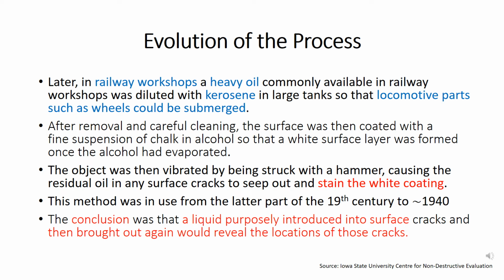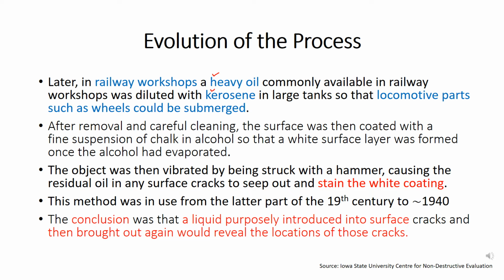After that, when we started developing the railway infrastructure, it became imperative to check the condition and health of the various locomotive parts. So what people used to do was prepare a solution of a heavy oil, some type of oil commonly available in the railway workshop. The heavy oil was mixed with kerosene oil, and locomotive parts such as wheels were submerged in it. After submerging, the wheel was removed from that solution, and the oil was cleaned from the surface.